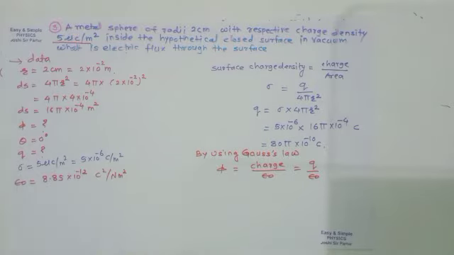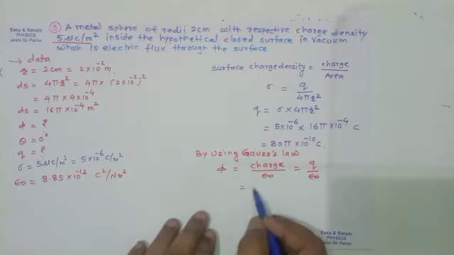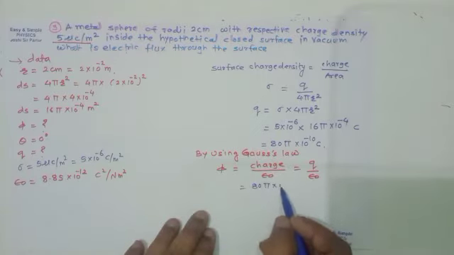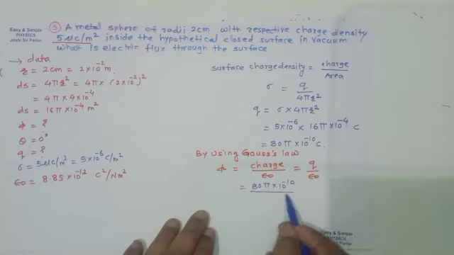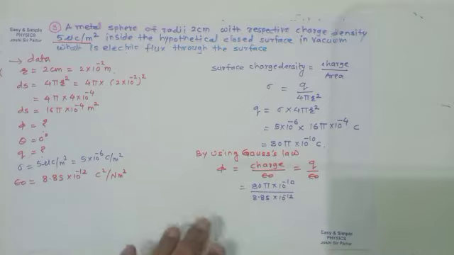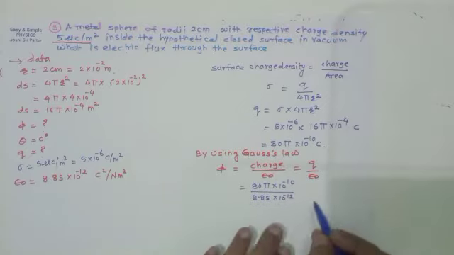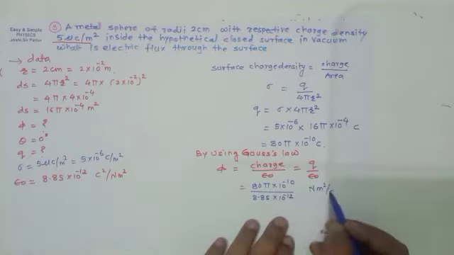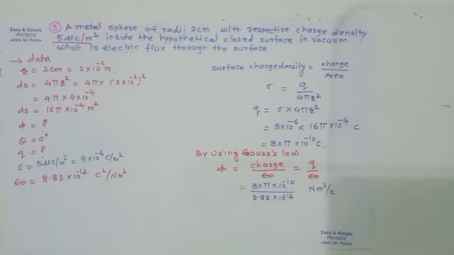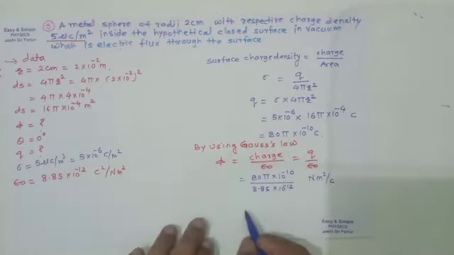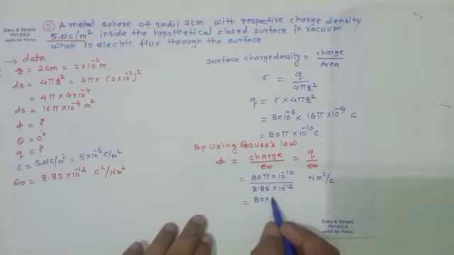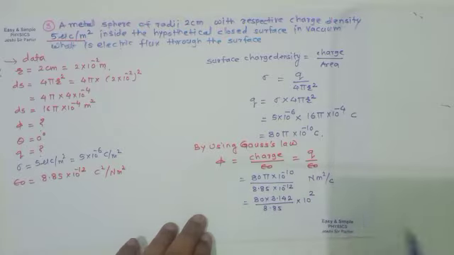If we substitute the values here, the answer will be 80 pi into 10 raised to minus 10 divided by 8.85 into 10 raised to minus 12. Its unit will be Newton meter square per Coulomb. So here we can put the value of pi, 3.142, divided by 8.85 into 10 raised to 2.